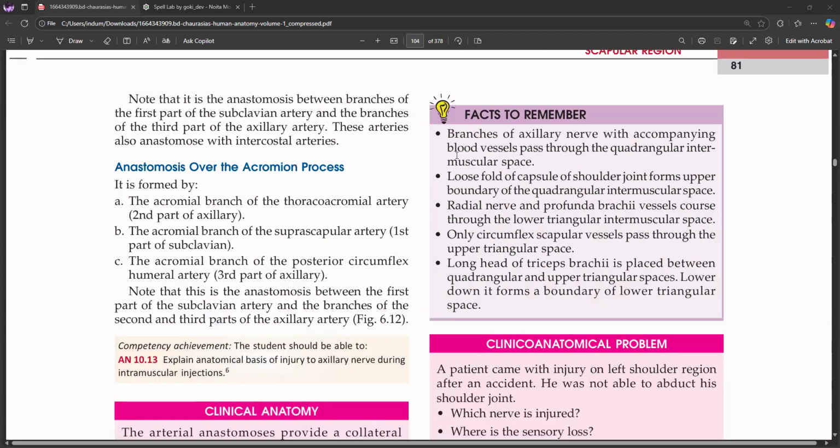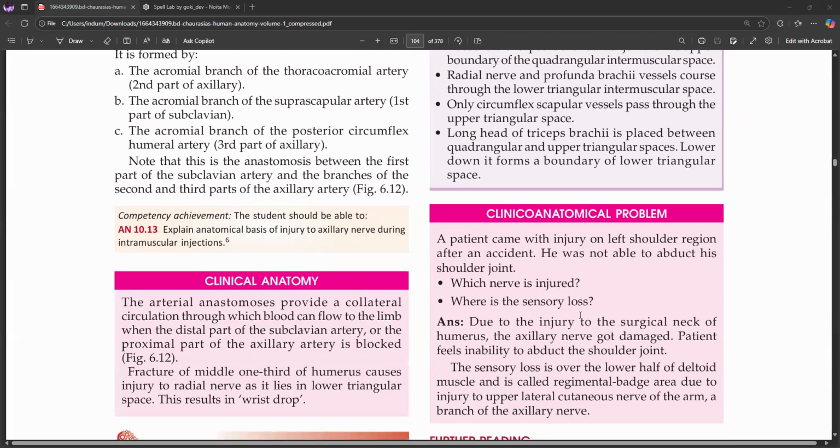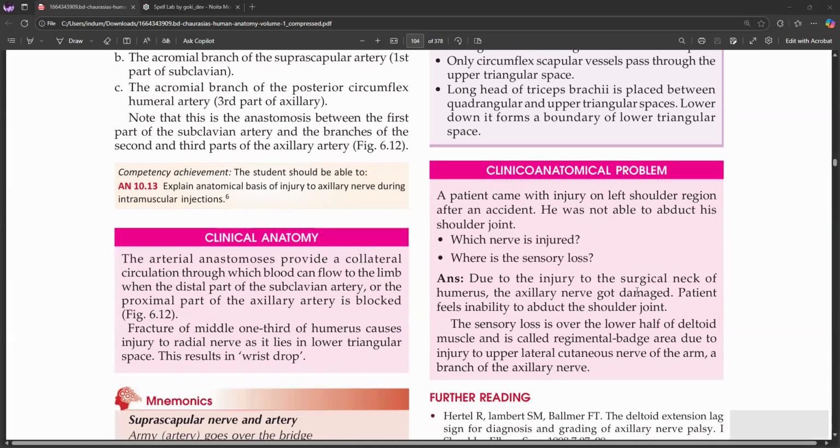Facts to remember. Branches of the axillary nerve with accompanying blood vessels pass through the quadrangular intermuscular space. The loose fold of the capsule of the shoulder joint forms the upper boundary of the quadrangular intermuscular space. The radial nerve and profunda brachii vessels course through the lower triangular intermuscular space. Only circumflex scapular vessels pass through the upper triangular space. The long head of triceps brachii is placed between the quadrangular and upper triangular spaces. Lower down, it forms a boundary of the lower triangular space.